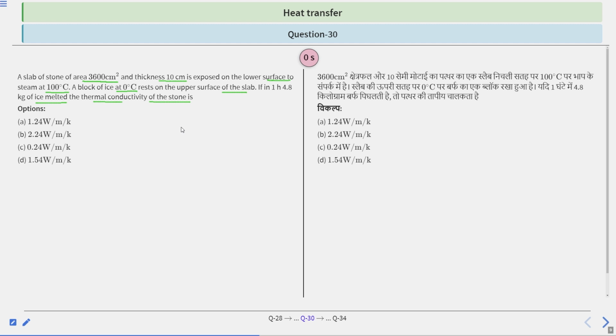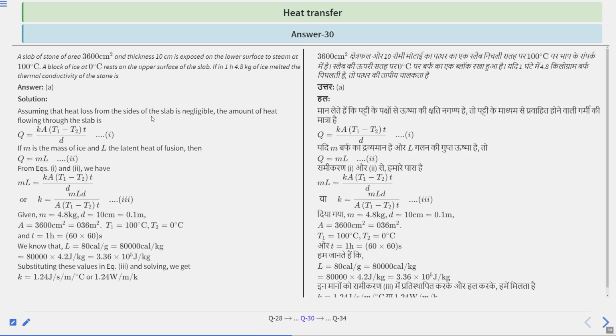Let's find a solution. Assuming that heat loss from the sides of the slab is negligible, the amount of heat flowing through the slab is Q equal to K A (T1 minus T2) multiplied by t divided by d. Let this be equation first.